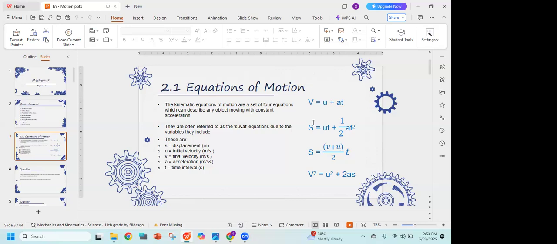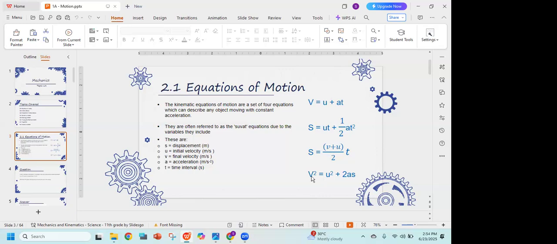Apart from that, in this equation, S stands for distance, or in other words, we call it displacement. Both are the same. Then you have the standard symbols again. U stands for initial velocity, T stands for time, A stands for acceleration, and once again T. They have the same meanings throughout the equations.